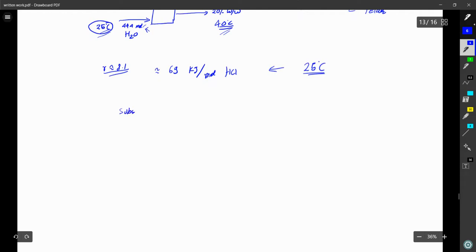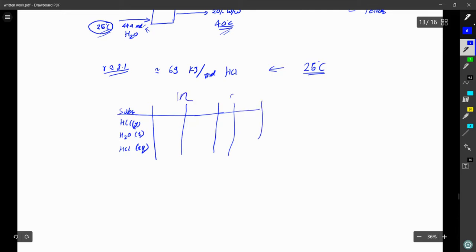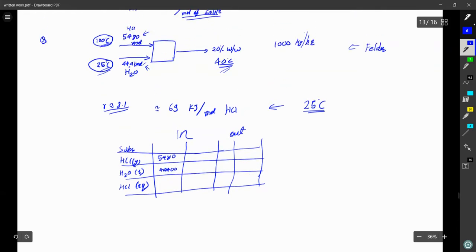So here the substances are HCl gas, H2O liquid, and HCl aqueous. One more is required. This is in, this is out. Sorry for the poor shape of the table, but please try to manage. HCl gas in would be 5480, and this is 44400. This is actually 44.4 kilomole.